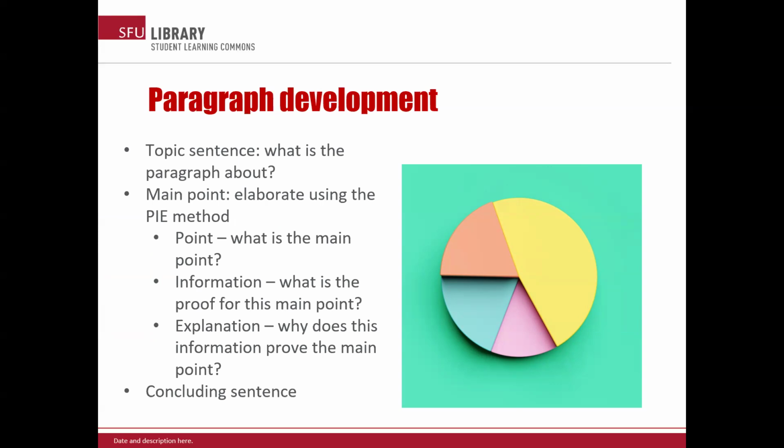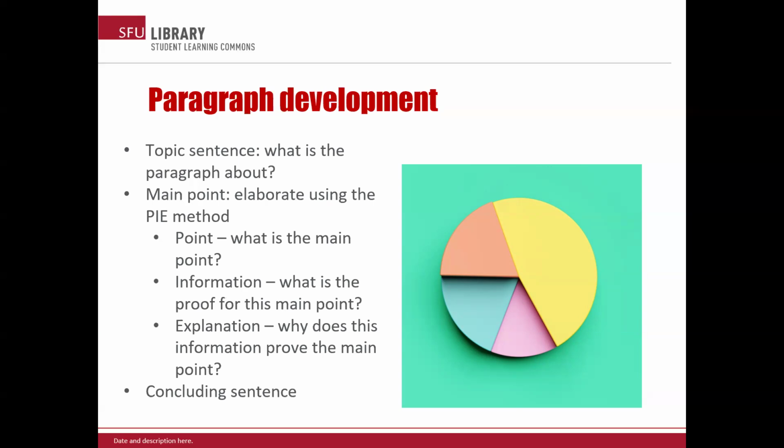Your main points can be elaborated using the PIE method. So the point is just your main point. What is it that you're trying to say in this paragraph? The information is the proof of your main point. So this is the evidence from the academic or literary source. It can come in the form of a quote or a paraphrase.